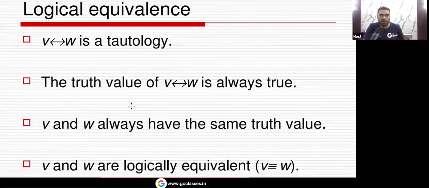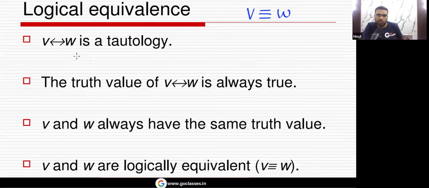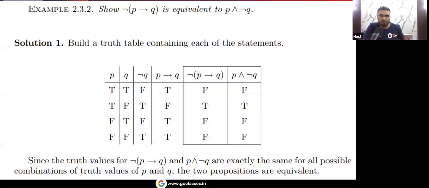Okay, let's move on now. All these statements are definitions of logical equivalence. V is equivalent to W if their biconditional is a tautology, or I can say their biconditional truth value is always true, or I can say V and W always have the same truth value. Very simple. Now let's move on.